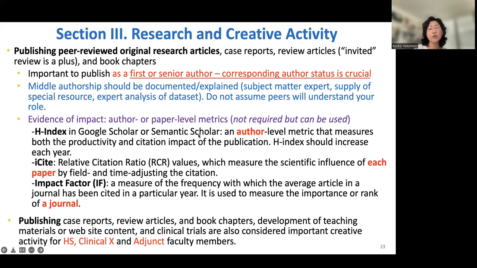And also in the departmental letter, sometimes they mention the H index. This is a metric for your impact as an author, right? As a scientist.